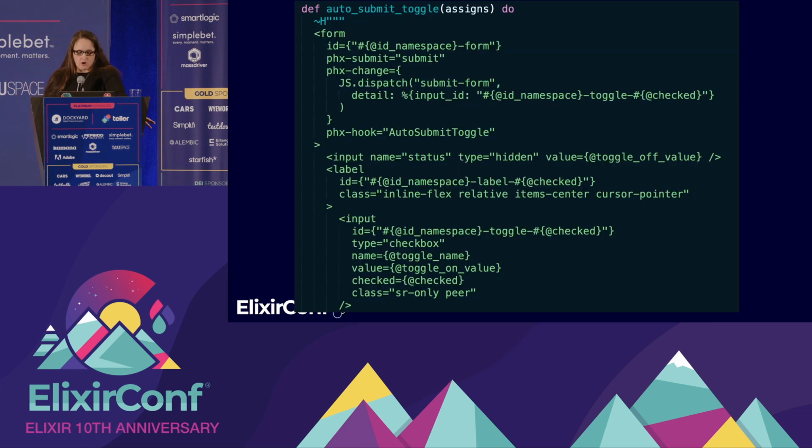So this is code from my live helpers file, and I just call it the auto submit toggle, because basically how I approach this, as I said, is that this toggle is actually a form with one input. And when they toggle that, we want to automatically save off whatever choice that is.